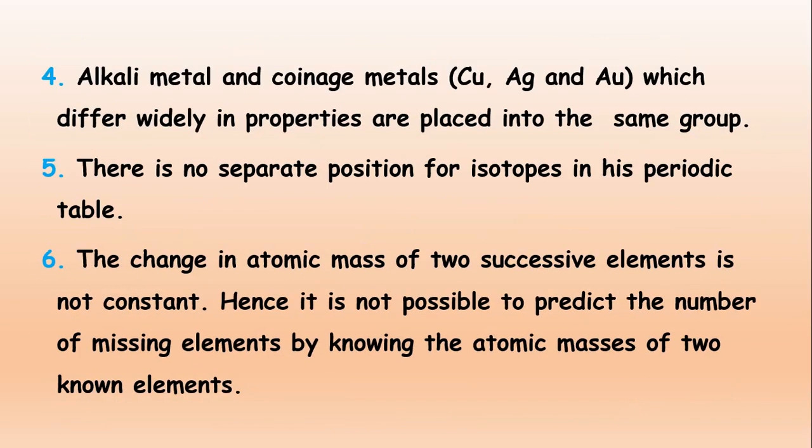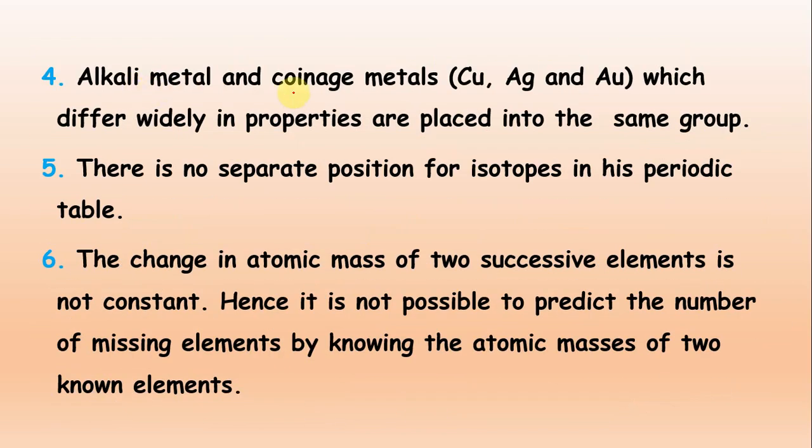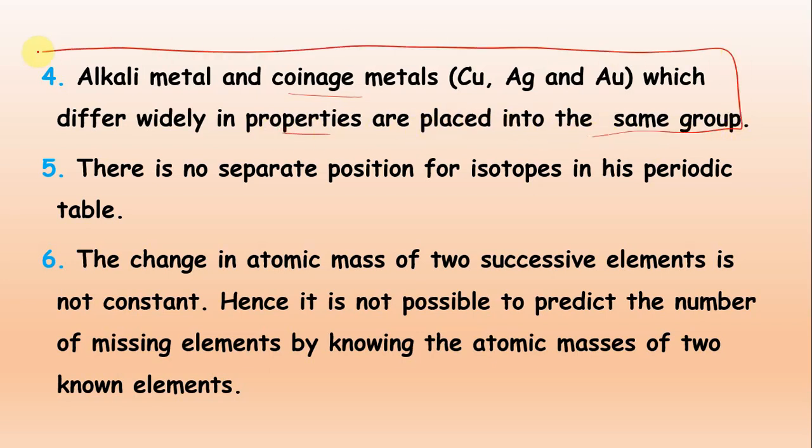Now these are also further demerits. Number four is that alkali metals and coinage metals like copper, silver and gold, which differ widely in their properties, are placed in the same group. This is also one of the demerits, that they have different properties but are placed in the same group.